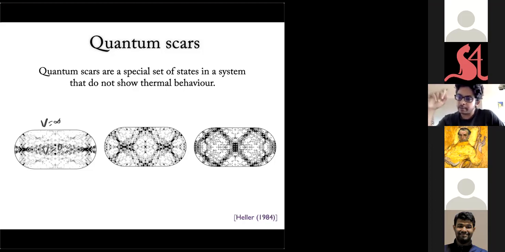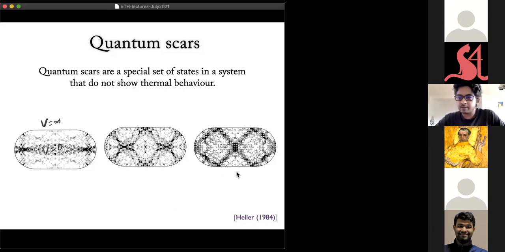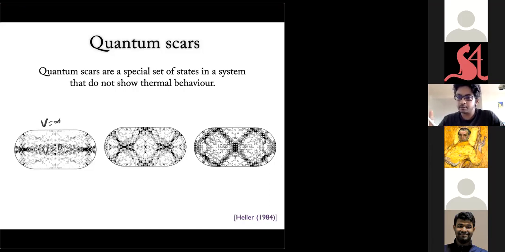One point I would like to make is that at least in these cases, I'm making some identification with classical trajectories. This is kind of heuristic. There might be some scars which have got no classical analog. Such things might exist. Okay, thanks.